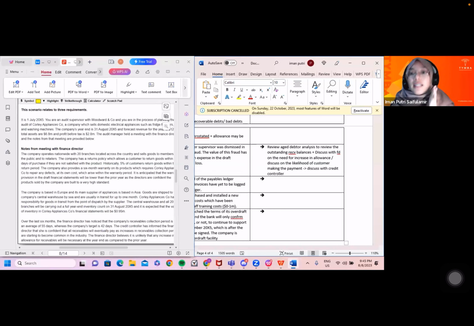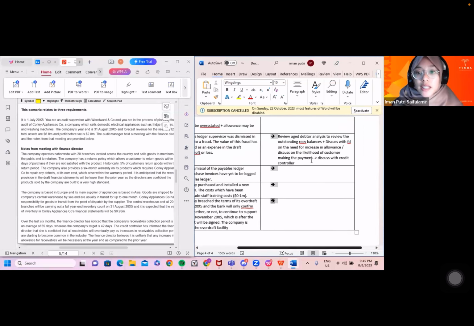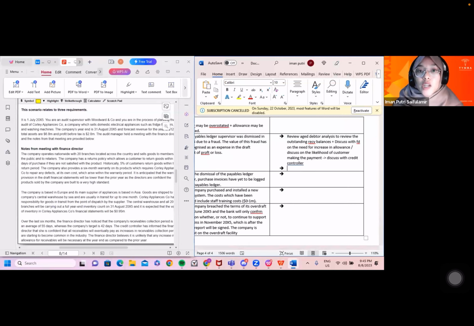Yes, Mimi? So you also have to know which personnel you want to discuss with, because the credit controller and the finance director have different roles. We cannot discuss the need for increase in allowance with the credit controller, because they are not in a suitable position to do this. The role of the credit controller is just to chase the outstanding payments and determine the likelihood of the customers making the payment. The other point is that we are going to do extended post-year end cash testing.